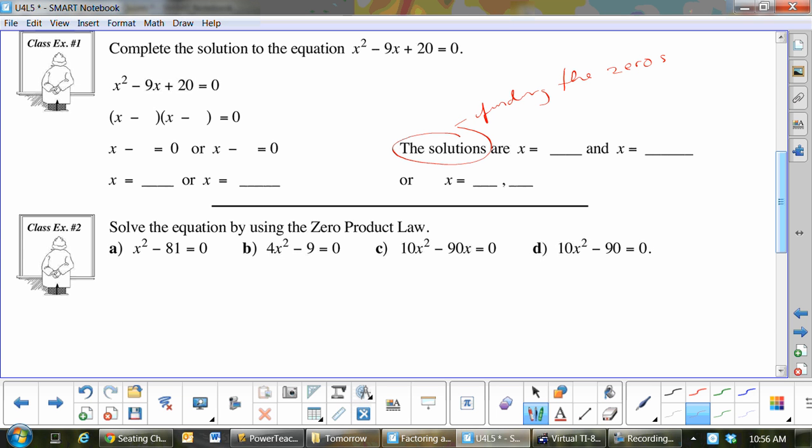Now, zeros aren't the round things anymore. Zeros are the things that make it equal 0. Okay? So in the last one, 3 was a 0 and negative 1 was a 0. Now, you're going, no, 0 is a 0. Okay? But when we're talking about zeros, we are talking about the things that make the equation equal 0.